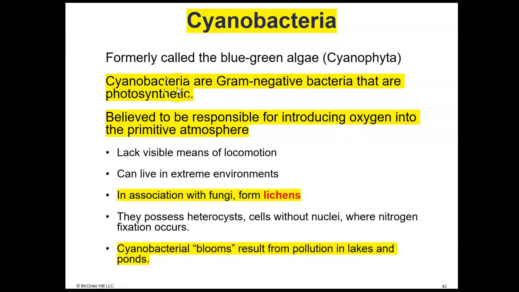Now, cyanobacteria are actually gram-negative, but they're photosynthetic. They're believed to be responsible for introducing oxygen into the primitive atmosphere. So by the cyanobacteria introducing oxygen, it made the atmosphere high enough in oxygen that other aerobic organisms could live here. In association with fungi, cyanobacteria form lichens.